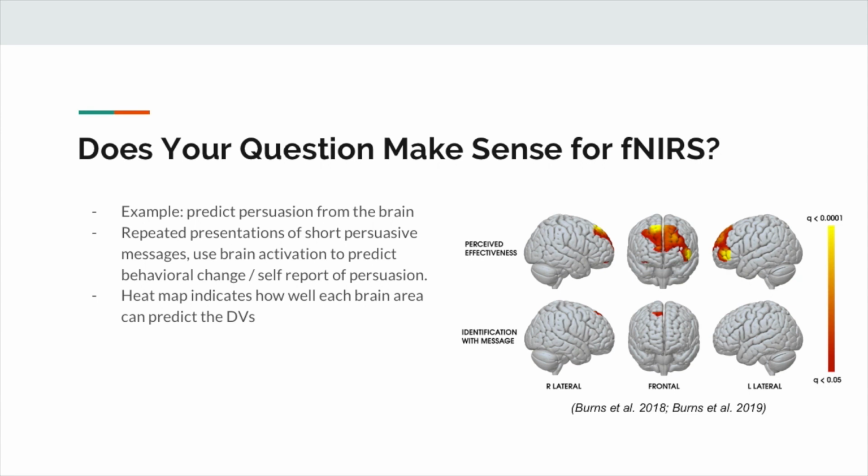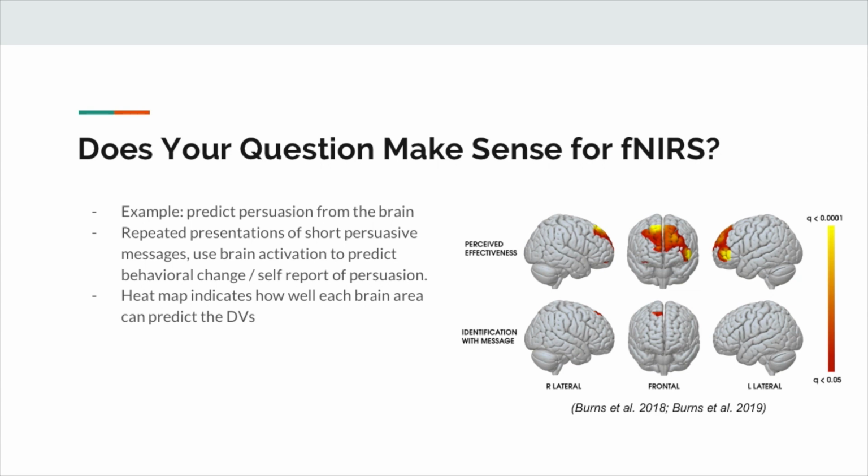Other instances, just because there's a lot and I know this best, I can show you what I've done so far. This was predicting persuasion from the brain using fNIRS, and essentially we repeated presentations of short persuasive messages to our participants and then used that brain activation to predict if they're going to change their behavior a week later from the messages they saw, or if they just reported being more persuaded. And then you can make a heat map indicating how well each brain area predicts those DVs.